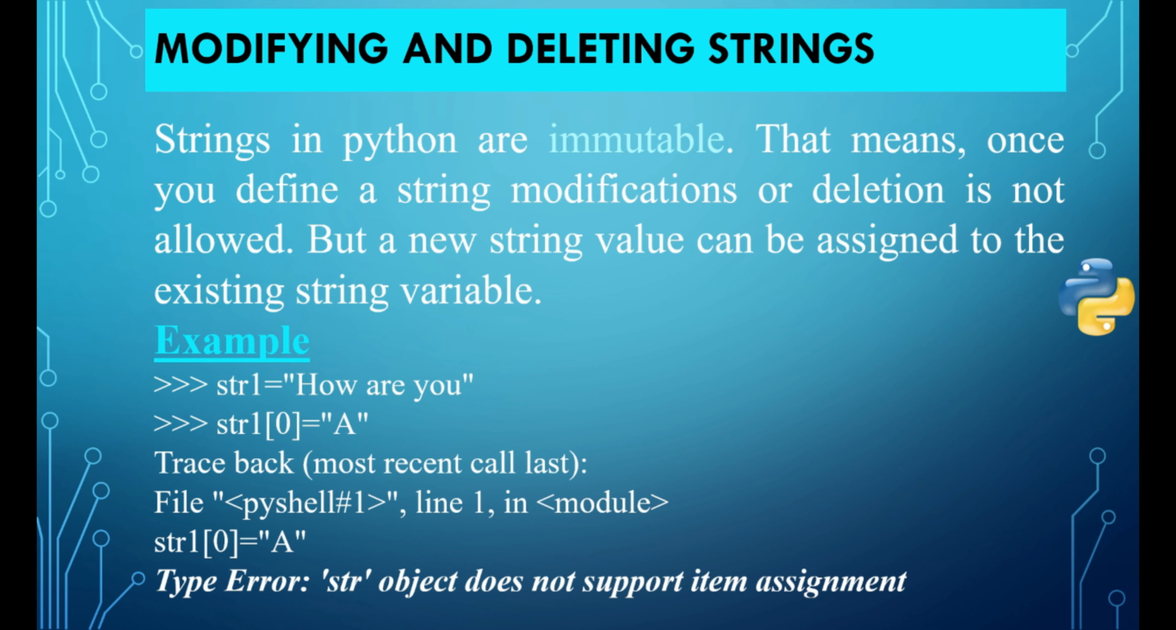Example, string 1 equal to, within double quotes, how are you? string 1 of 0 equal to capital A. Traceback, most recent call last. File py cell hash 1, line 1, in module, string 1 of 0 equal to capital A within double quotes. Here the error: string object does not support item assignment.